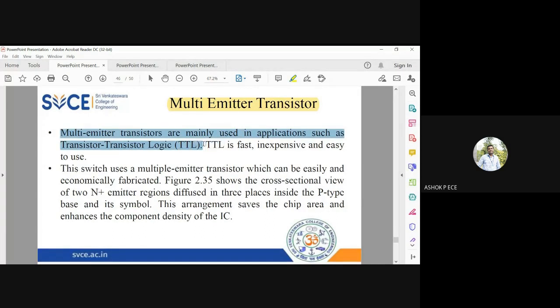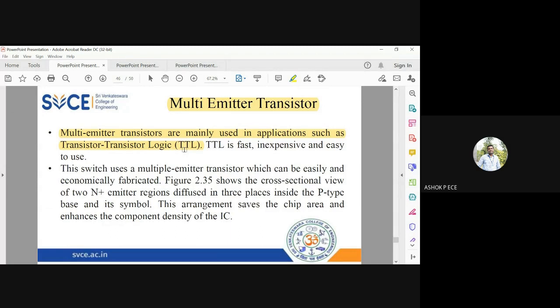TTL is one of the logic families in digital circuits, transistor-transistor logic. Digital circuits are those which operate with binary 0 and 1. The 0 means the transistor is off, no current is flowing, so the transistor is in cutoff state. Binary 1 means the transistor is on, heavy current is flowing, and the transistor is in saturation region. So based on the transistor also, I can design binary logic. One such logic is called TTL.